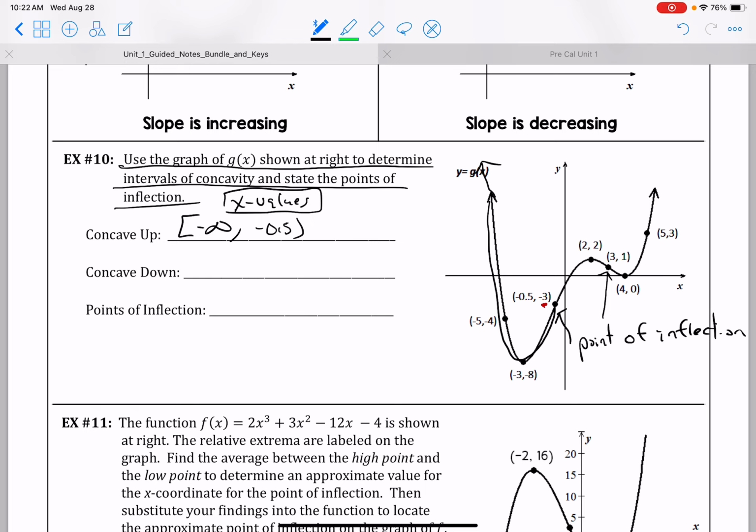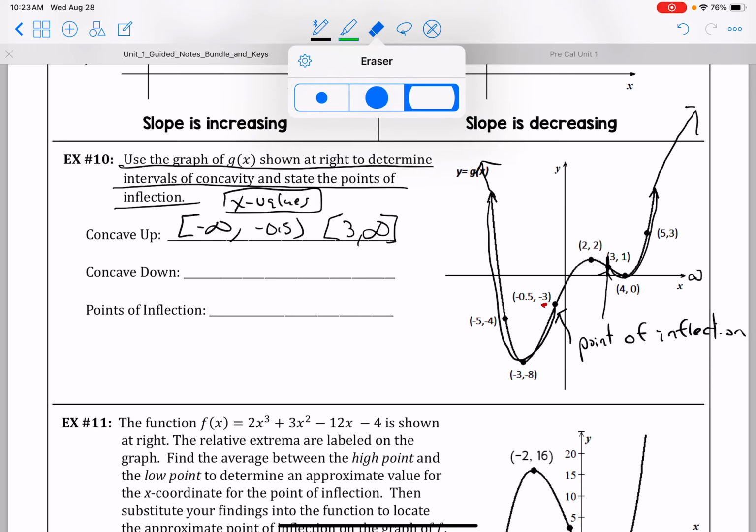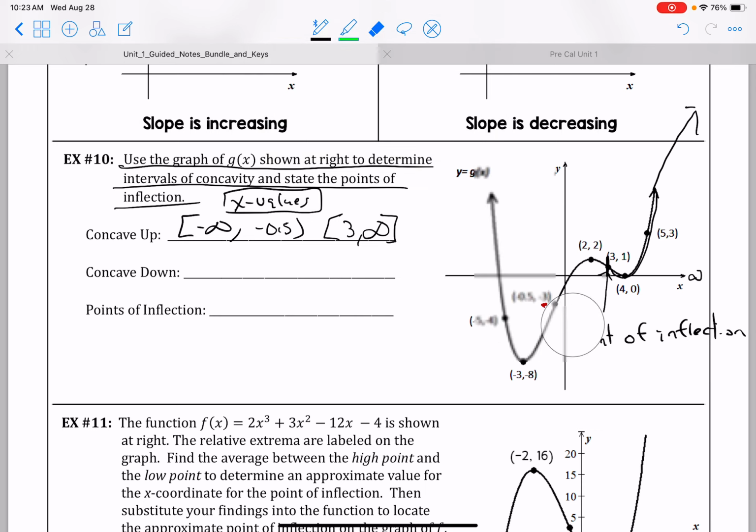The other part where it's concave up is from here all the way to infinity, right? This piece right here. So it goes from 3 on the x-axis all the way, because remember this would keep going forever, all the way to infinity. Those are the places where it is concave up. Let's erase that. You don't need to erase, but I am.